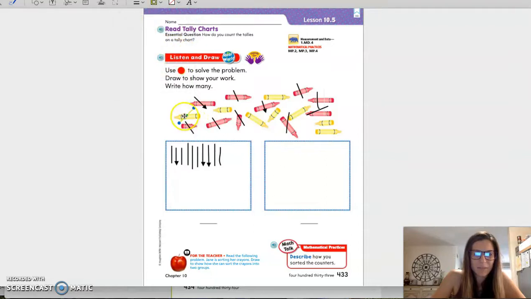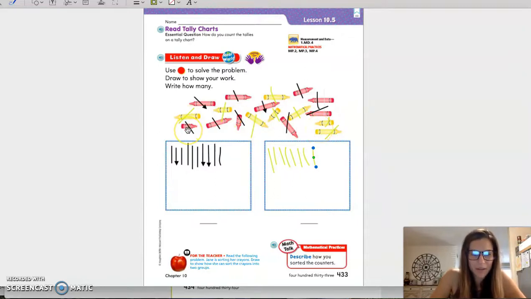Okay, so I got 1, and I'm going to draw it down here. 2, draw it next to it. 3, 4, 5, 6, 7, and there's one I didn't get to. 8.